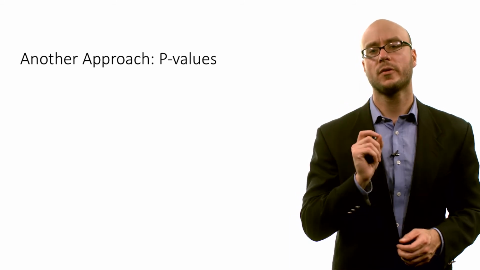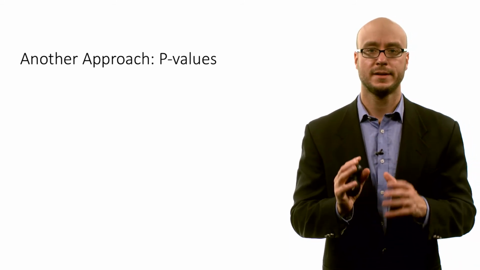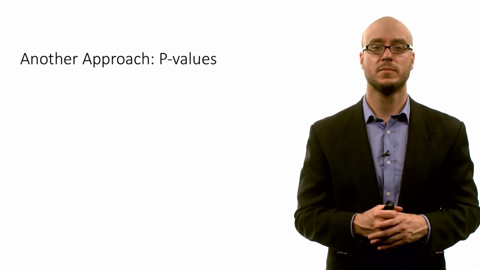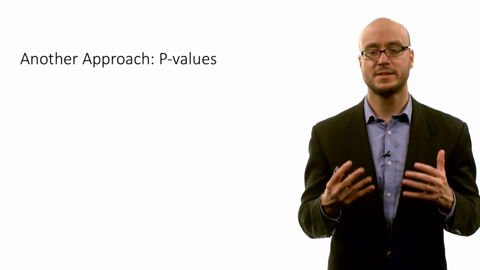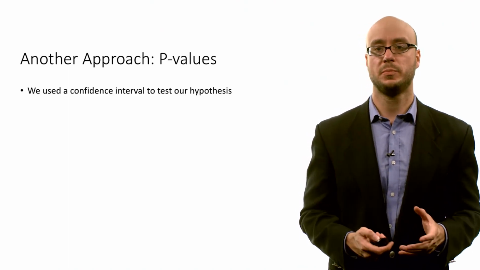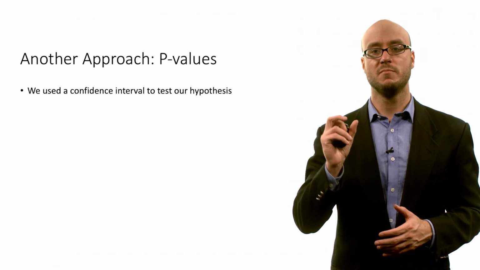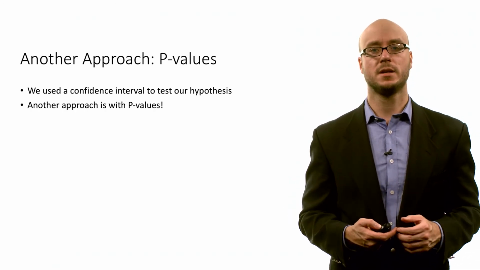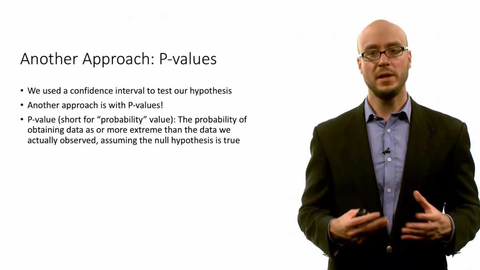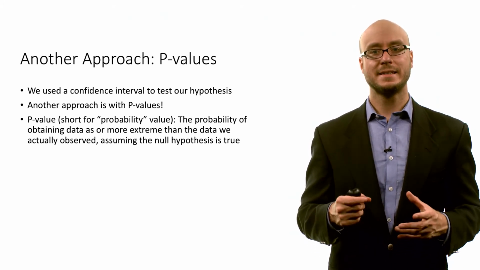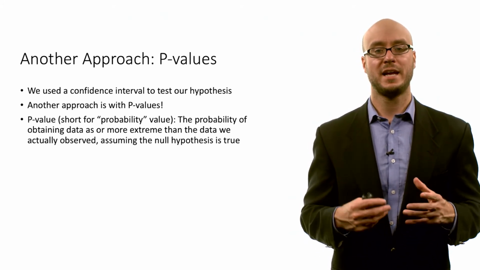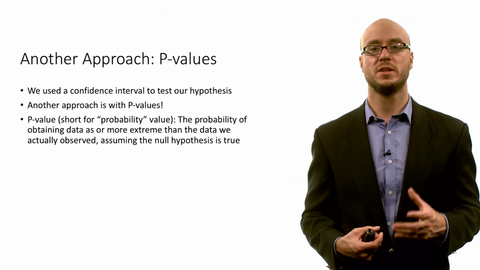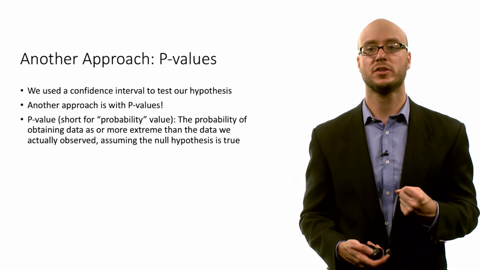Now, there's another way of testing and evaluating some claim. This is based on the idea of probability values, or p-values. We're going to explore this in more depth, but for now, I just want you to understand the basic concept of a p-value. A p-value, or probability value, is simply the probability of obtaining data as or more extreme than the data we actually observed, assuming the null is true.